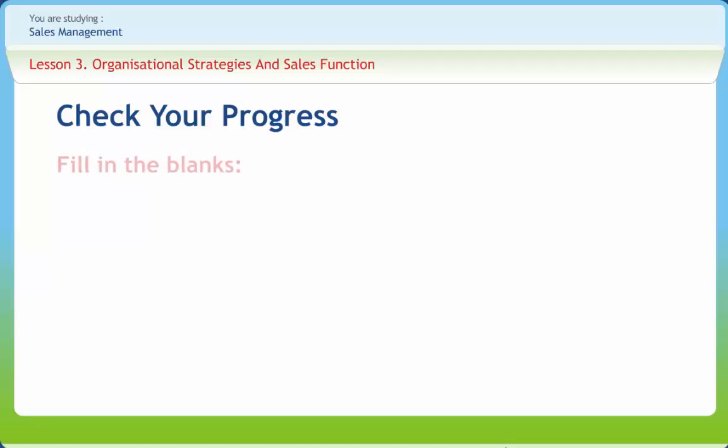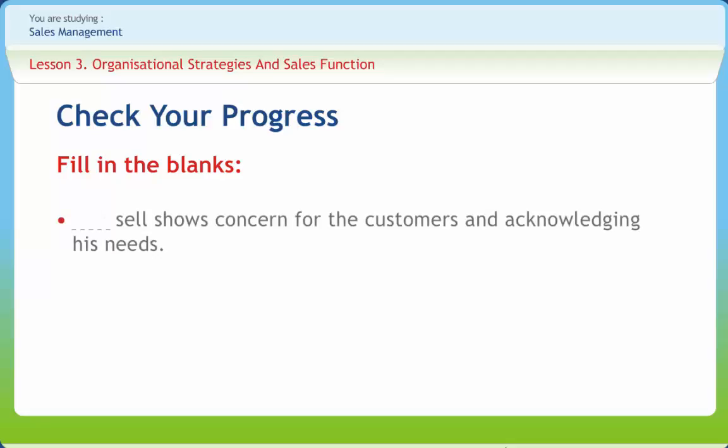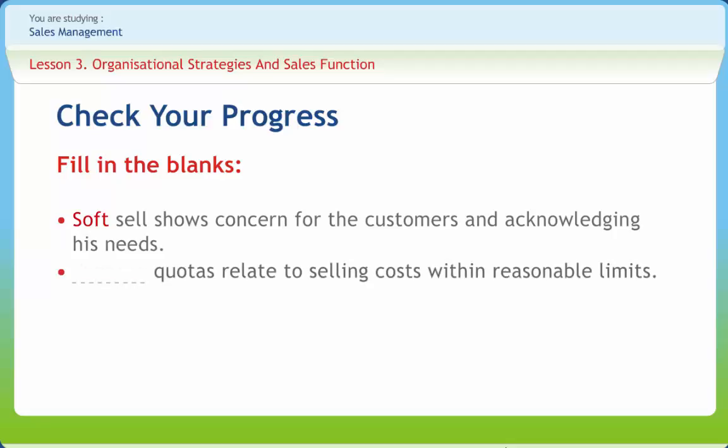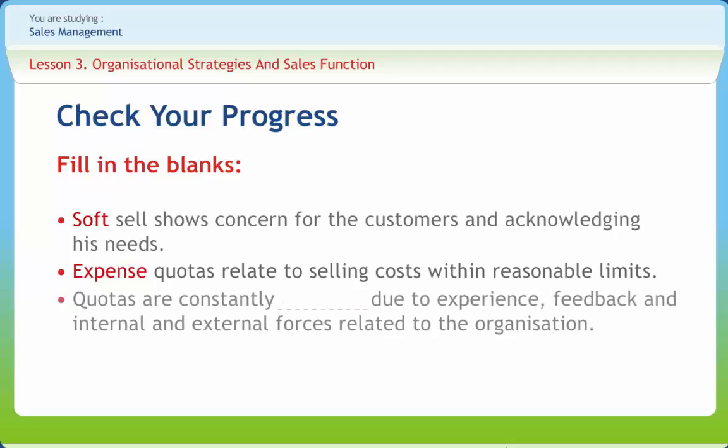Let us now check our progress by filling in the appropriate term in the blanks. Which strategy shows concern for the customers and acknowledges his needs? Soft sell. The next sentence asks about quotas that relate to selling costs within reasonable limits. Expense quotas. Quotas are constantly blank, due to experience, feedback, and internal and external forces related to the organization. What should be filled in this blank?